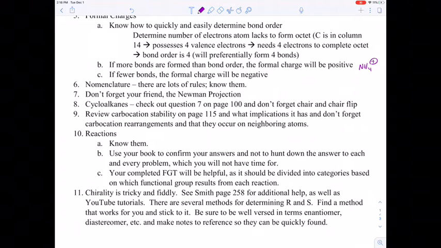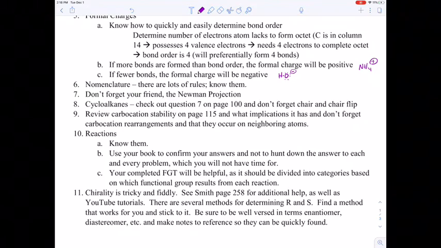Nitrogen's bond order is 3, but if it has 4 bonds, it has a positive formal charge. If it has fewer bonds, the formal charge will be negative. So we can think of hydroxide. Oxygen wants to form 2 bonds. Here it has 1, therefore a negative formal charge.